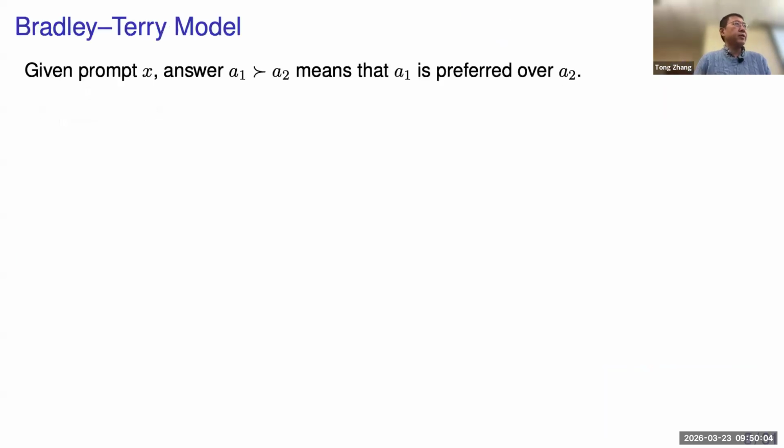Now, how do you learn reward from your preference data? This is your data: given a prompt, you have answer A1 preferred over A2. Then you ask, how do you learn a reward model?